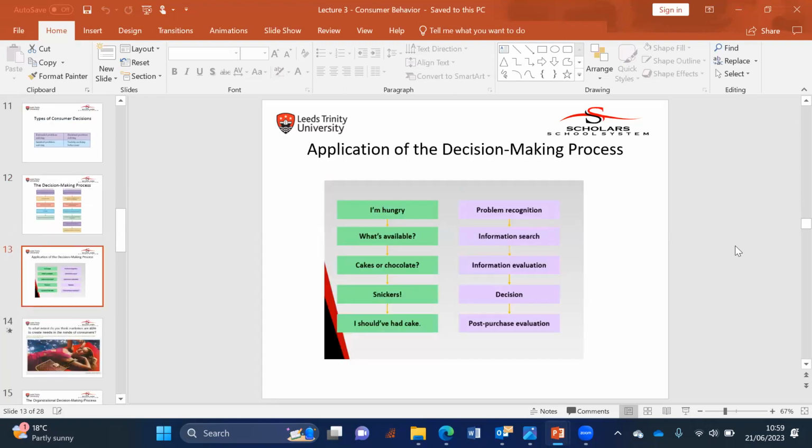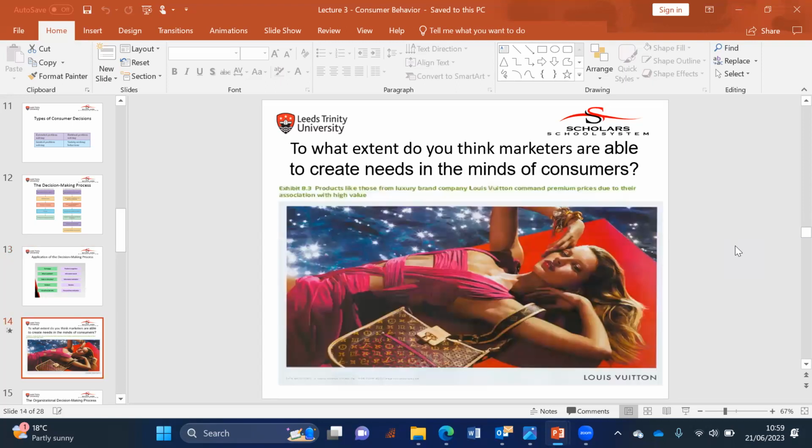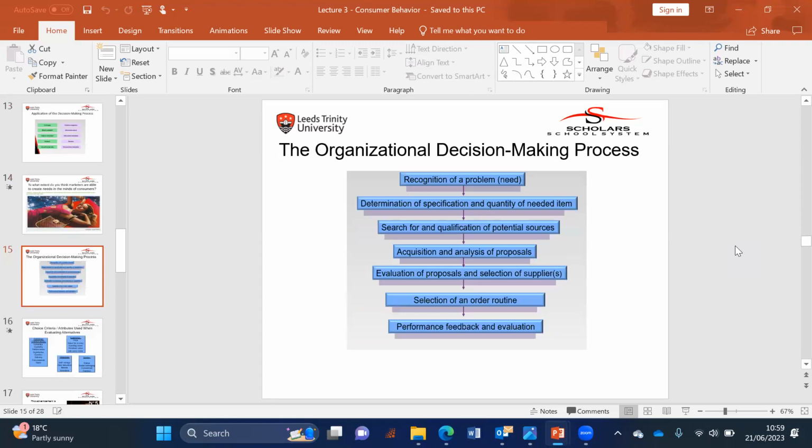And like we said, first, the problem is being recognized. I'm hungry. Then you're searching for information, what's available. Then you evaluate cakes or chocolates. Then you make a decision. I want chocolate. And after you have chocolate at the end, you're like, oh, I should have had cake. Or maybe you were satisfied with the chocolate that you had. Okay. With organizations, they recognize the problem.